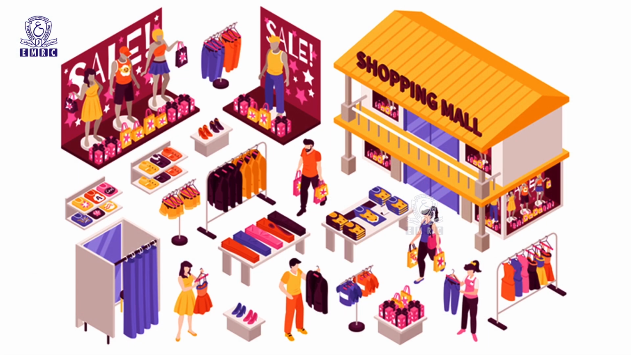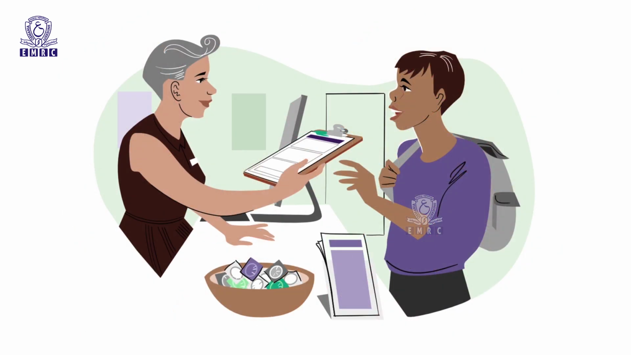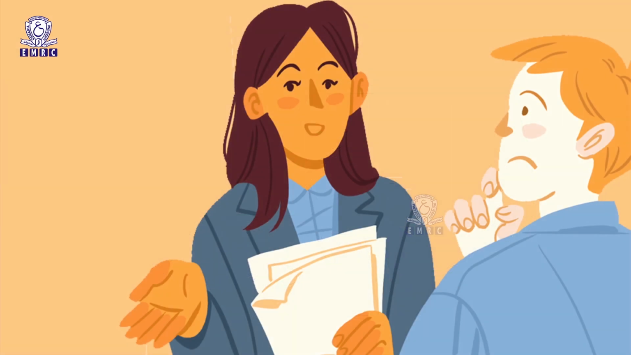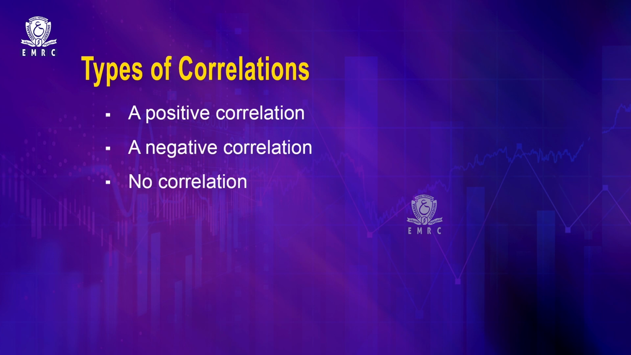Or a researcher could go to a shopping mall to ask people about their attitudes towards the environment and their shopping habits, and then assess the relationship between these two variables. Both of these studies would be correlational because no independent variable is manipulated. There are three possible results of a correlational study: a positive correlation, a negative correlation, and no correlation.